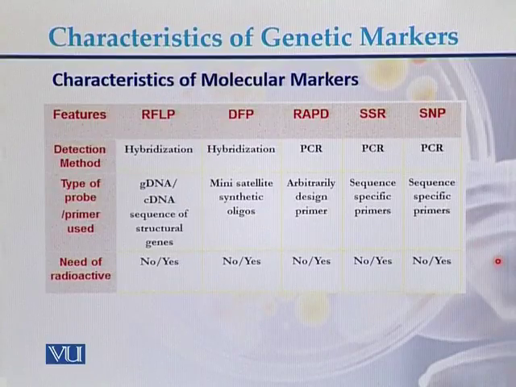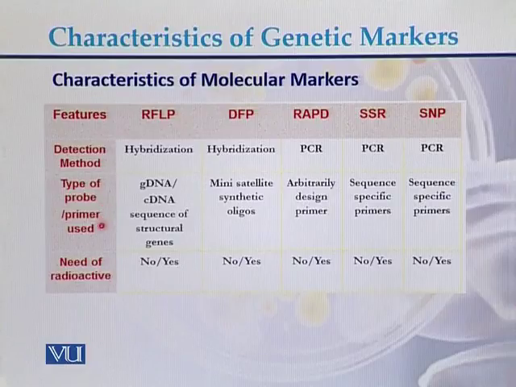What are the characteristics of the molecular markers? Molecular markers can be in the form of RFLP, DFP, RAPD, SSR, and SNP. For RFLP the detection method is hybridization, and for DFP it is also hybridization. In case of RAPD, SSR, and SNP, it is through the polymerase chain reaction, which is also called PCR.